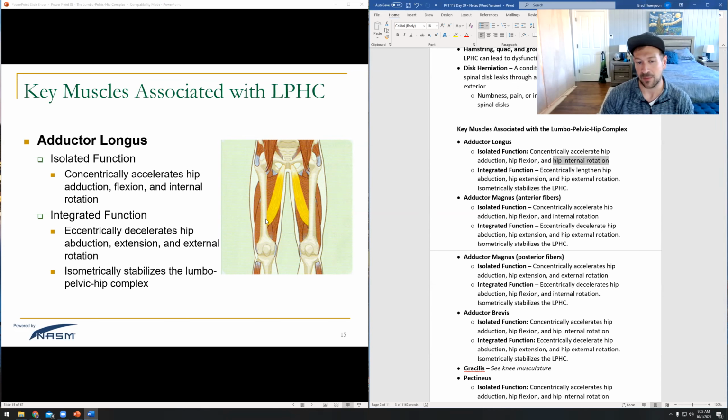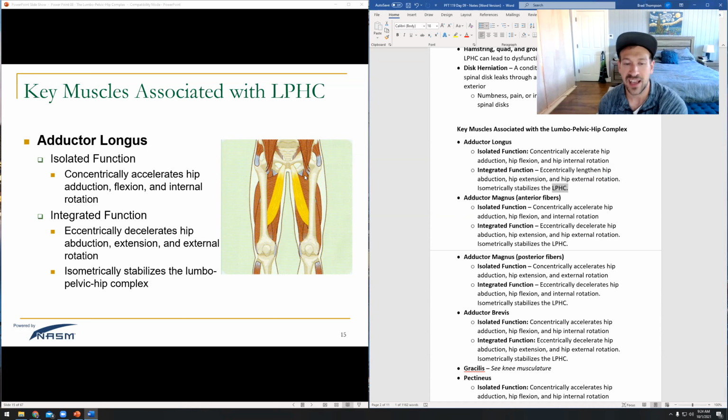Sure. If it's grabbing the front, whenever it pulls at that angle, it'll turn the femur slightly inward. But primarily, you want to be aware that it does hip adduction. That's its big thing. Therefore, it'll eccentrically do the exact opposite: it'll lengthen during hip abduction, hip extension, and external rotation. And because it's attached to the pelvis, what is it going to stabilize? The lumbo-pelvic-hip complex.